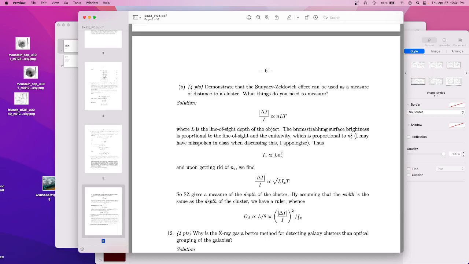It's just going to be the shift over the X-ray luminosity, which is kind of magnificent, because what you're looking at is the shift in the microwave and the total brightness in the X-ray, and it gives you the distance to the object. It's kind of magic.